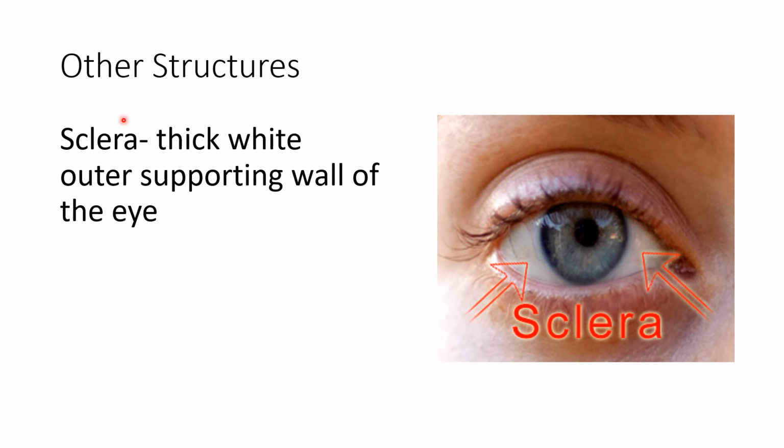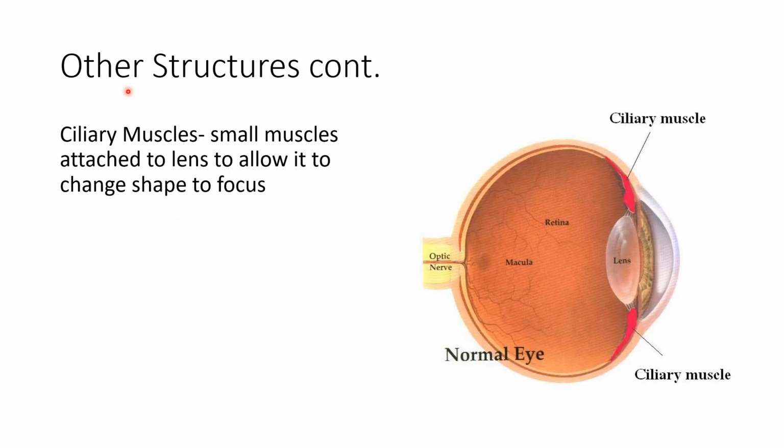So some other stuff about the eye. The sclera of the eye is basically the whole rest of the eyeball. It's all the white part of your eye. It's thick and structural tissue, so it supports the shape of the eye, and that is helped by the vitreous humor inside of the eye, helping it keep its round shape. So again, the ciliary muscles are the little muscles that are attached to the lens that help it change its shape so that you can focus on things.